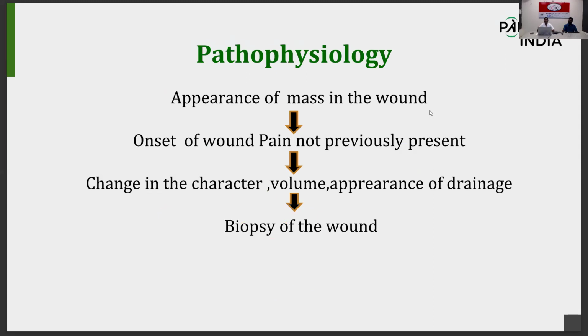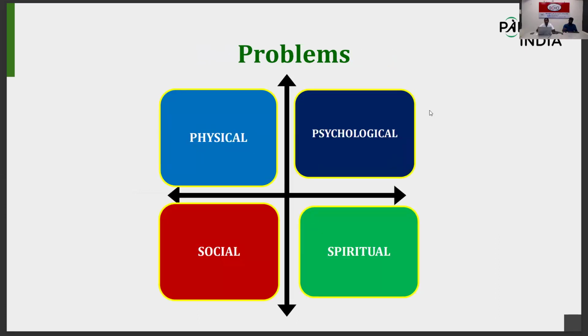Next, let's imagine we have a fungating wound on the cheek or anywhere. What are the areas we should address? What are the problems we are going to face? Foul smell, discharge. The patient may feel some physical problems, then psychological problems, then social and spiritual. What are the problems coming under physical?